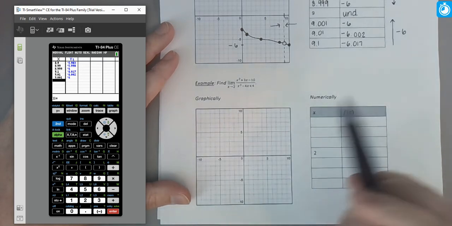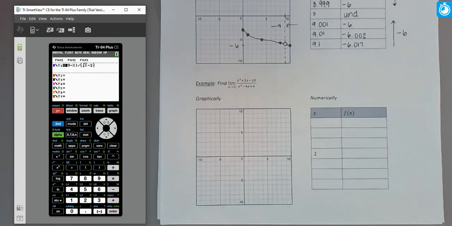So let's evaluate it graphically and numerically again like we've done for the others. So type in the function. So we have x squared plus 3x minus 10, all in parentheses, divided by x squared minus 4x plus 4. Okay, so more what we're used to seeing with an actual rational function with its graph. Let's go into the table. Now we need to change the table settings back to auto again. Let's get some ordered pairs so we can graph.